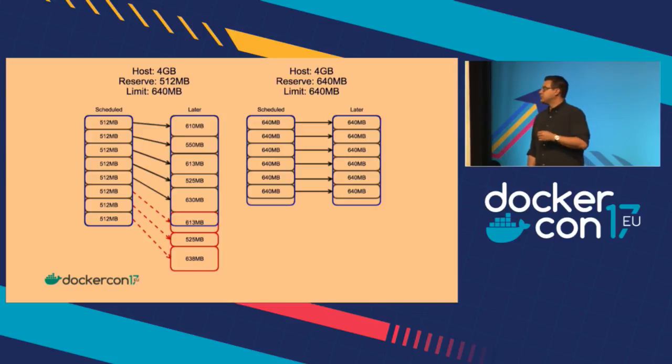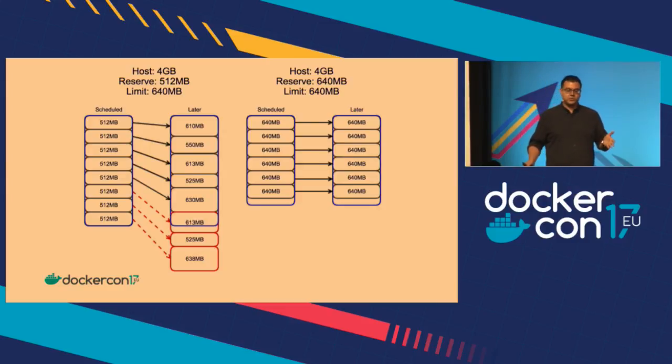So here's an example, just to illustrate what I'm going to be talking about. When you run a Swarm service, you have the ability to set a reserve and a limit. Now, let's say you have a 4 gig host and you set a reserve of 512. You know your app is going to use at least 512 megs. But over time, apps tend to grow, so you set a limit of 640 and say, if it hits 640, then kill it. So that's fine. Now you have a 4 gig host, 512 meg reserve. You can fit 8 containers. Swarm will schedule 8 containers if you ask it to.